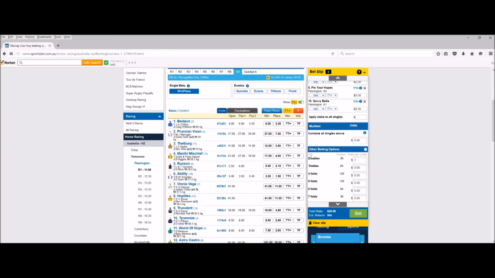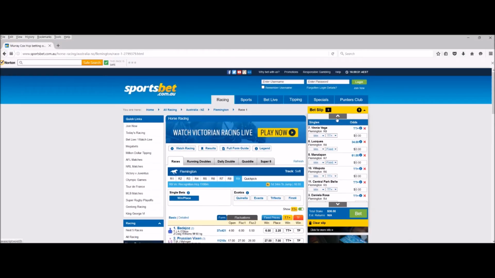Now that's 36 combinations, so that would cost you $36, as it shows you here. $36 for $1. That's a true dollar, not a half, not 50 cents. Now what happens is when you change that to each way in here in this cart, it halves.